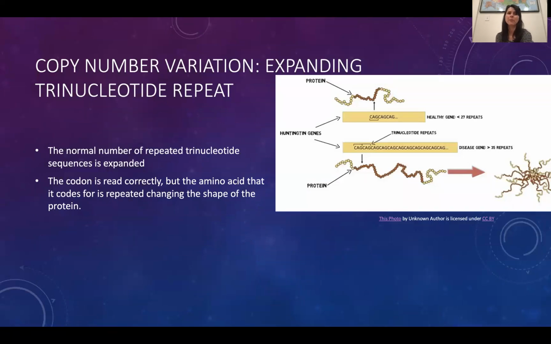Okay, so the third type of mutation that I'm going to talk about is copy number variation. This is an expanding trinucleotide repeat. So the normal number of repeated trinucleotide sequences is expanded. The codon is read correctly, but the amino acid that it codes for is repeated, changing the shape of the protein. So you can see here is a repeat, and it's only repeated so many times. And so this is the structure of the protein, but here it is repeated over and over again, and it completely changes the shape of the protein.